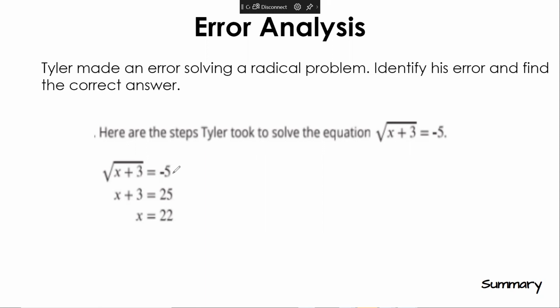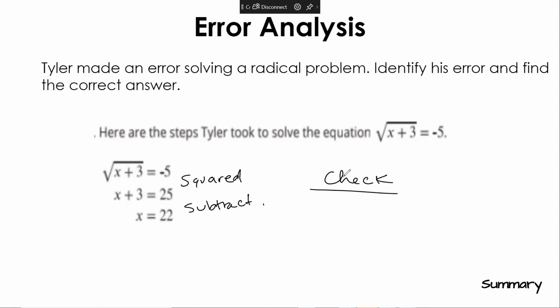Okay, so what did he do from here to here? Okay, so he squared. Is that right? Yeah. Okay, so from here to here, what did he do? Okay, so what did Tyler do wrong? He didn't check.